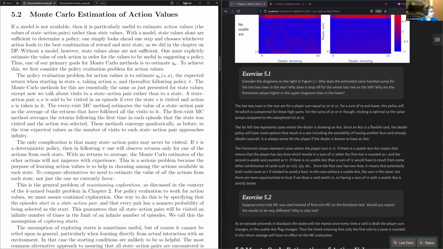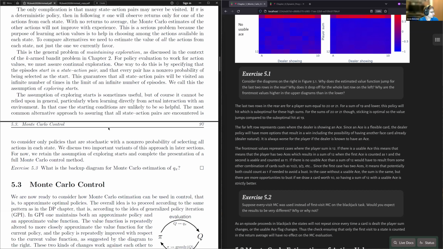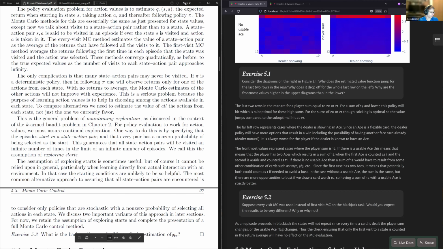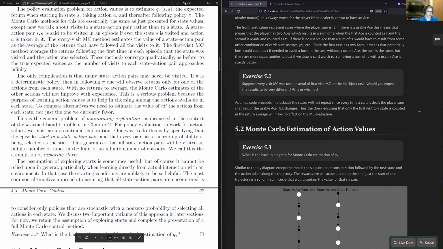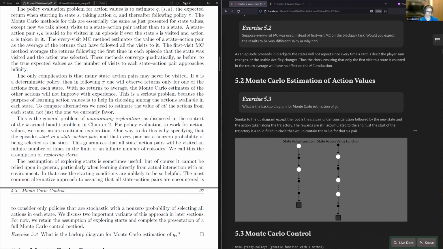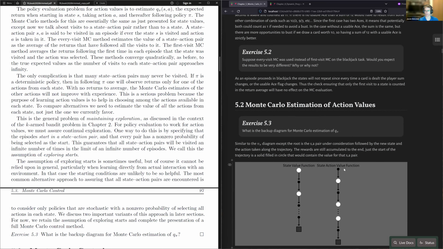The next section doesn't actually have any, wait, does it have a question in it? Yeah, I guess it has one question, which is, let's say we're trying to estimate Q instead of V. Remember, Q is the estimate of action values instead of state values. So instead of having an estimate for the state, we have a value estimate for the state action pair. And in terms of the backup diagram, it's really the same. We still run an episode until it terminates.